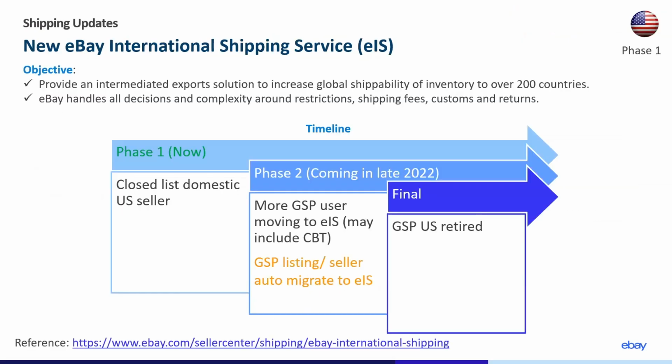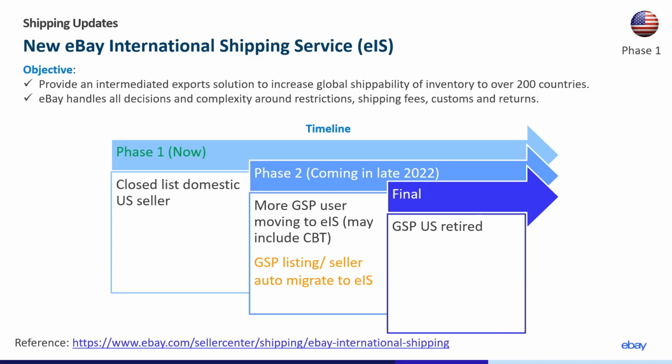You probably already heard some news about we are introducing a new international shipping service. I will roughly brief you through what this service is about. eBay International Shipping is a new shipping service that removes the challenges and complexity associated with international shipping for our sellers.